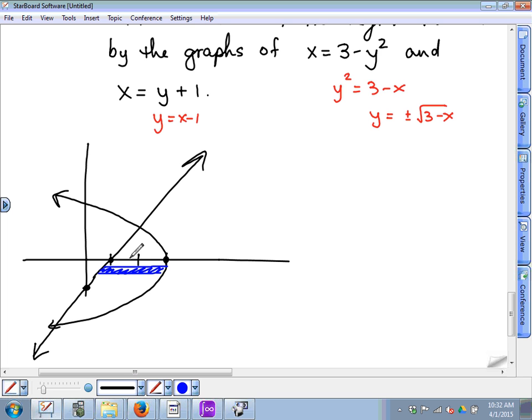If we're going to use horizontal rectangles, this is where you really need to listen carefully. This sideways parabola is the equation x equals 3 minus y squared. And we don't have to solve it for y and get a plus and minus and have two different functions. We just have one equation, x equals 3 minus y squared.